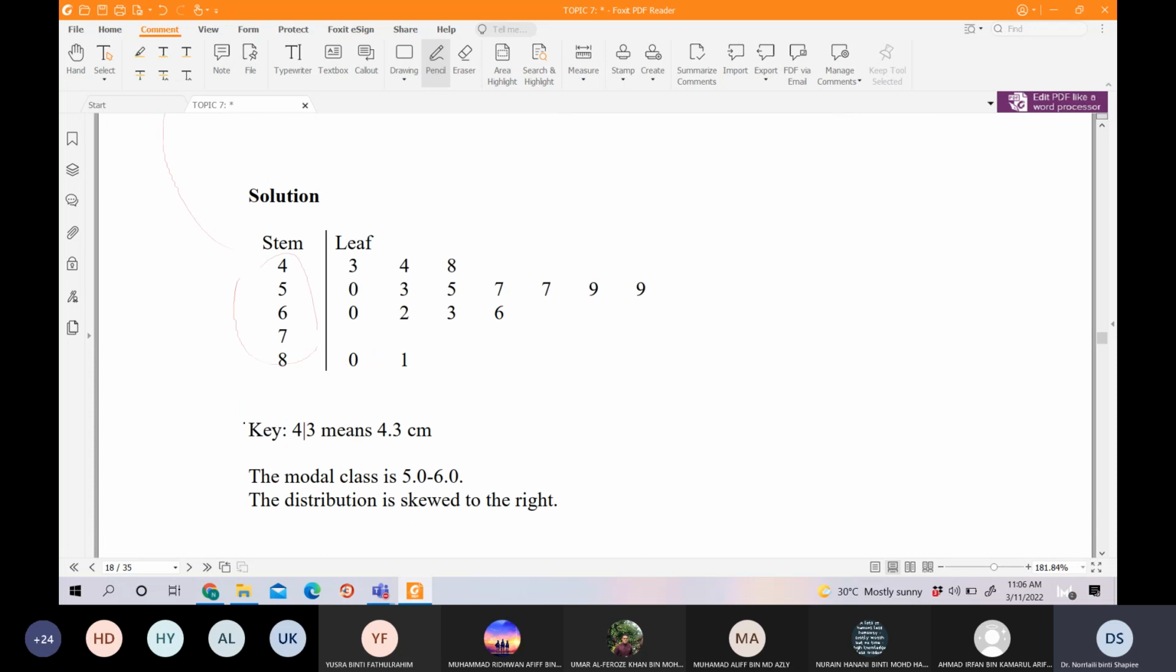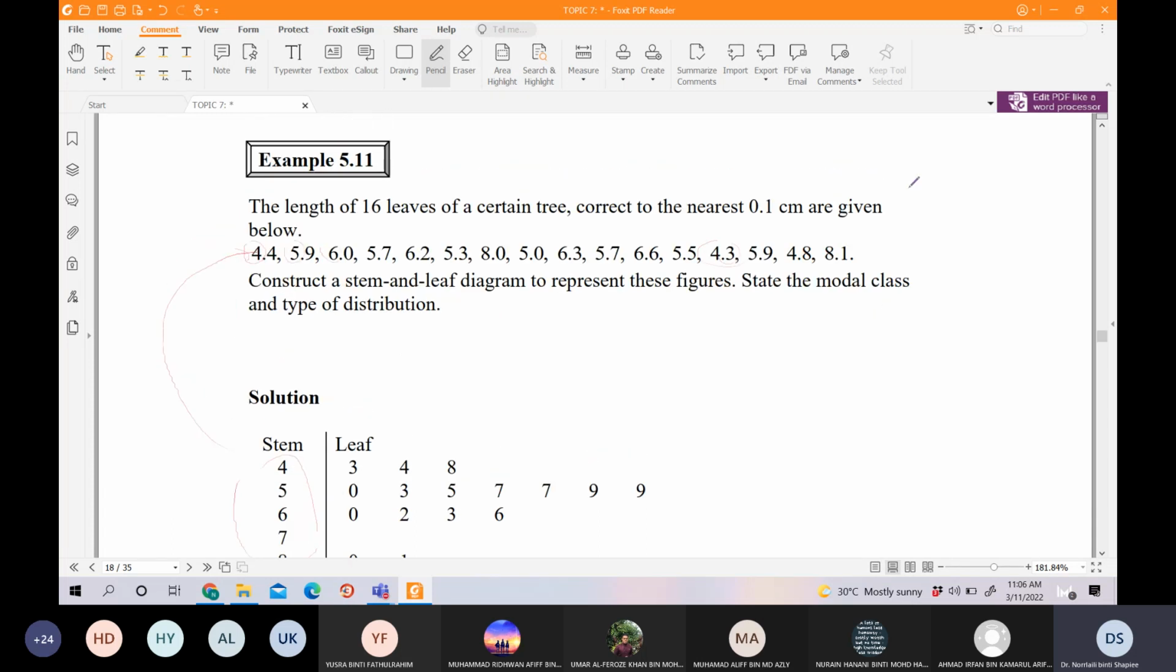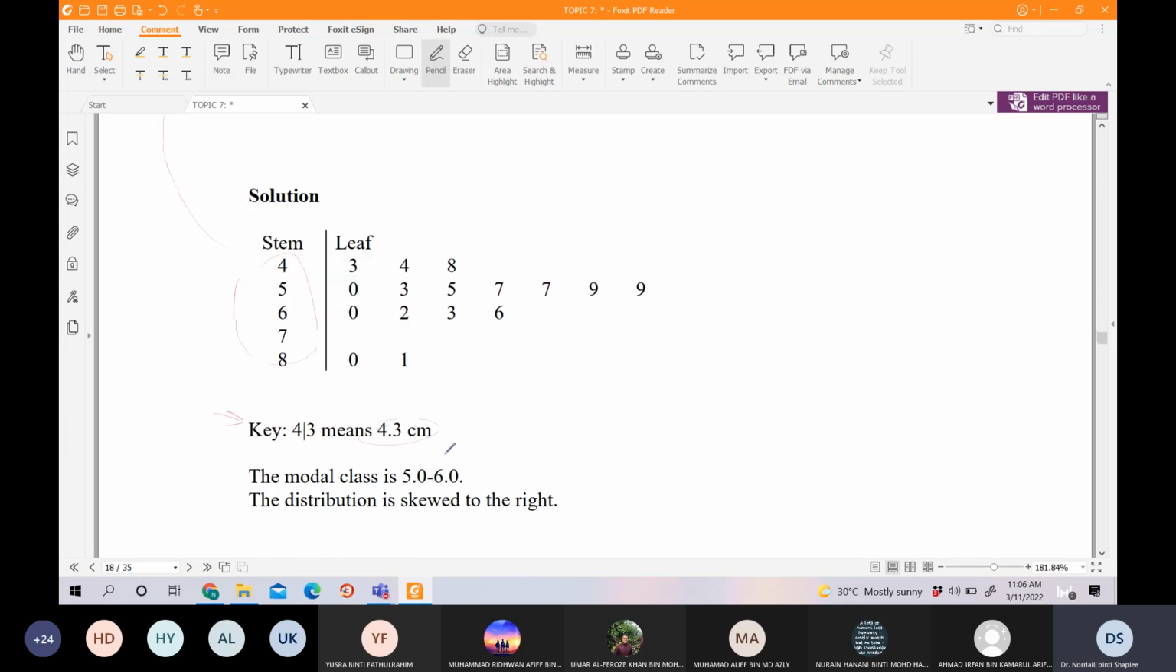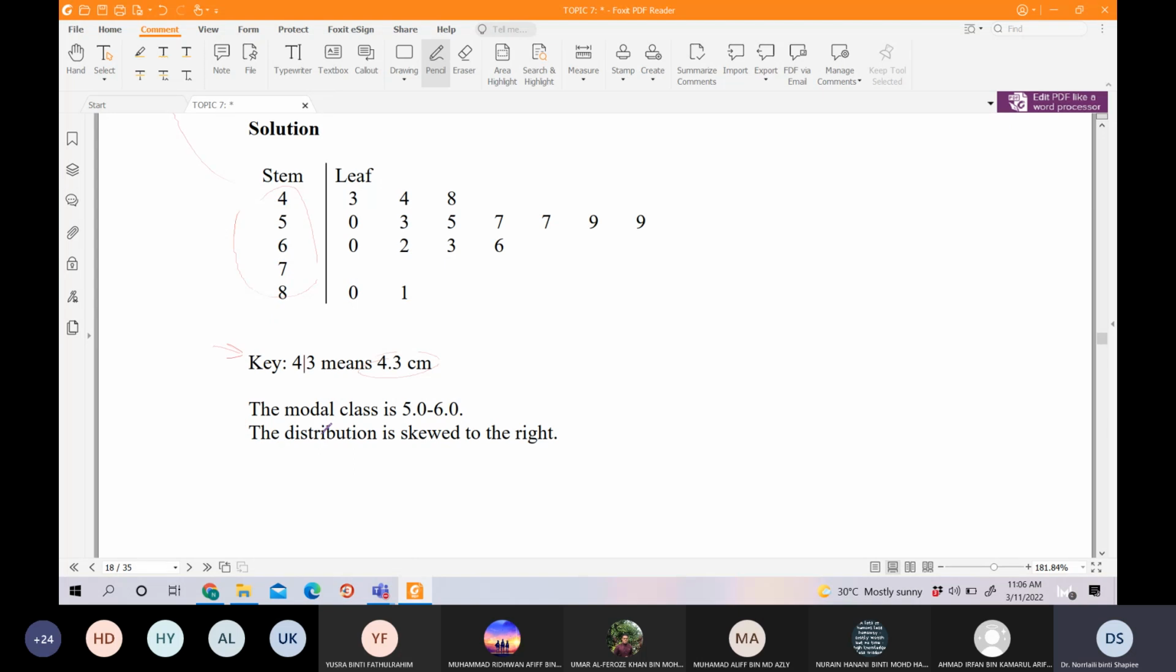Okay, key. This key is compulsory to write. 4|3 means 4.3 cm. Why 4.3 cm? Because there is a unit here, 0.1 centimeter. There is a centimeter. The modal class is 5 to 6.